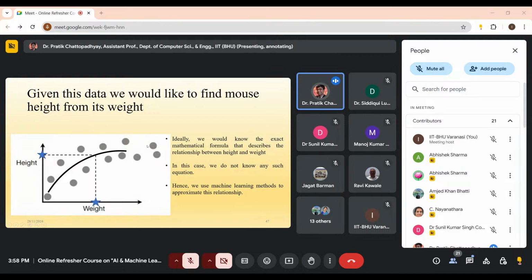The graph is like this. Why we need to fit this relationship curve is that given any weight of the mice, we can predict what will be the height of the mice. So that is again a regression problem.